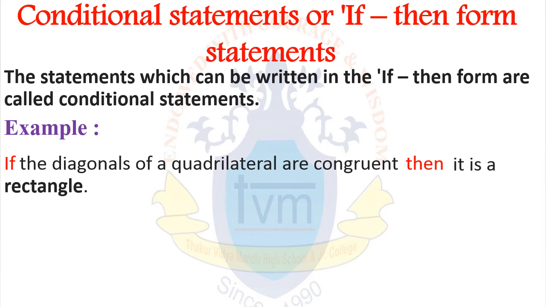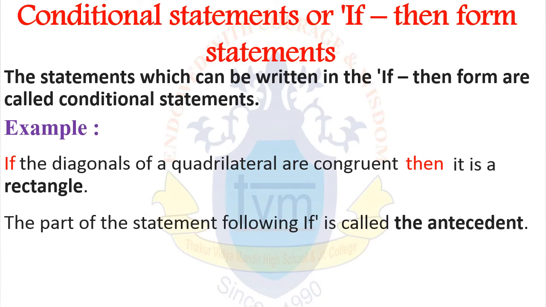Why? Because there is a condition in this statement. What is the condition? If the diagonals of a quadrilateral are equal, then only the quadrilateral is a rectangle. The part of the statement following if is called the antecedent. You can look at the example. The part of the statement which follows the word if is the diagonals of a quadrilateral are congruent. This part is known as the antecedent of the given statement.